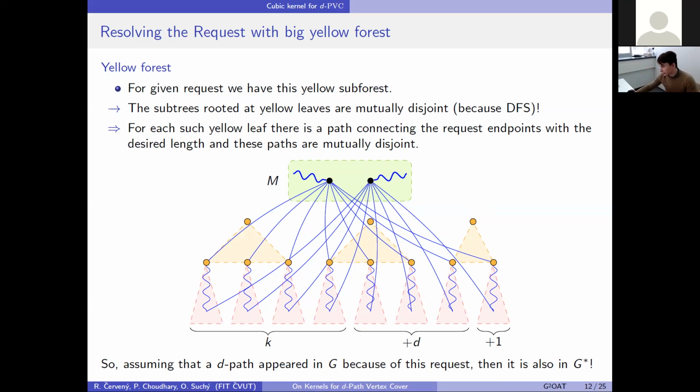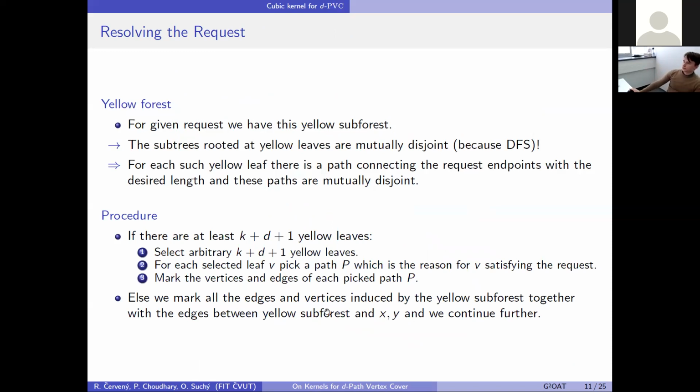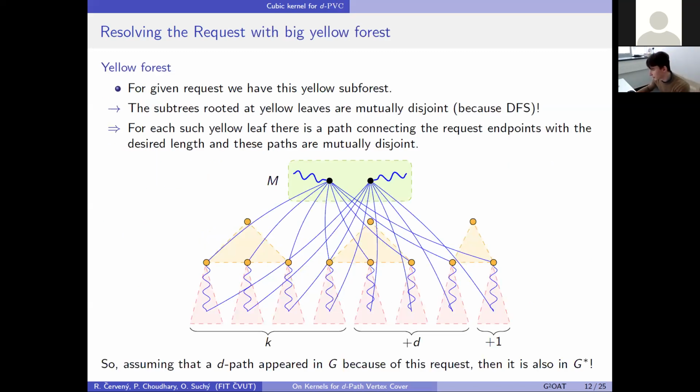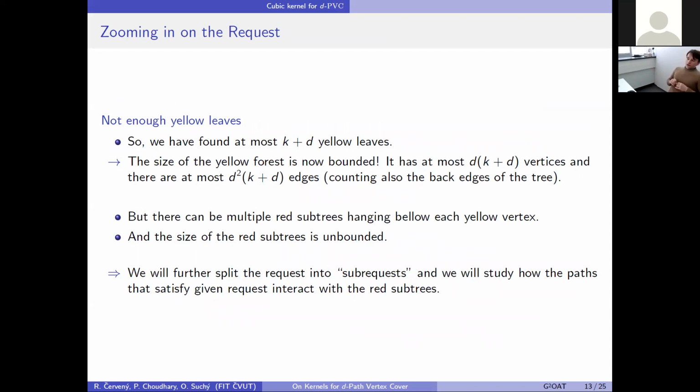Now let me go back. So that's the first case. If there are enough yellow leaves, we do this marking procedure, and then we are done with the request. But what if there are not enough yellow leaves? In that case, we just mark all of the edges and vertices in the yellow forest, including the back edges, and we continue further. So let's say there are at most k plus d yellow leaves for the request.